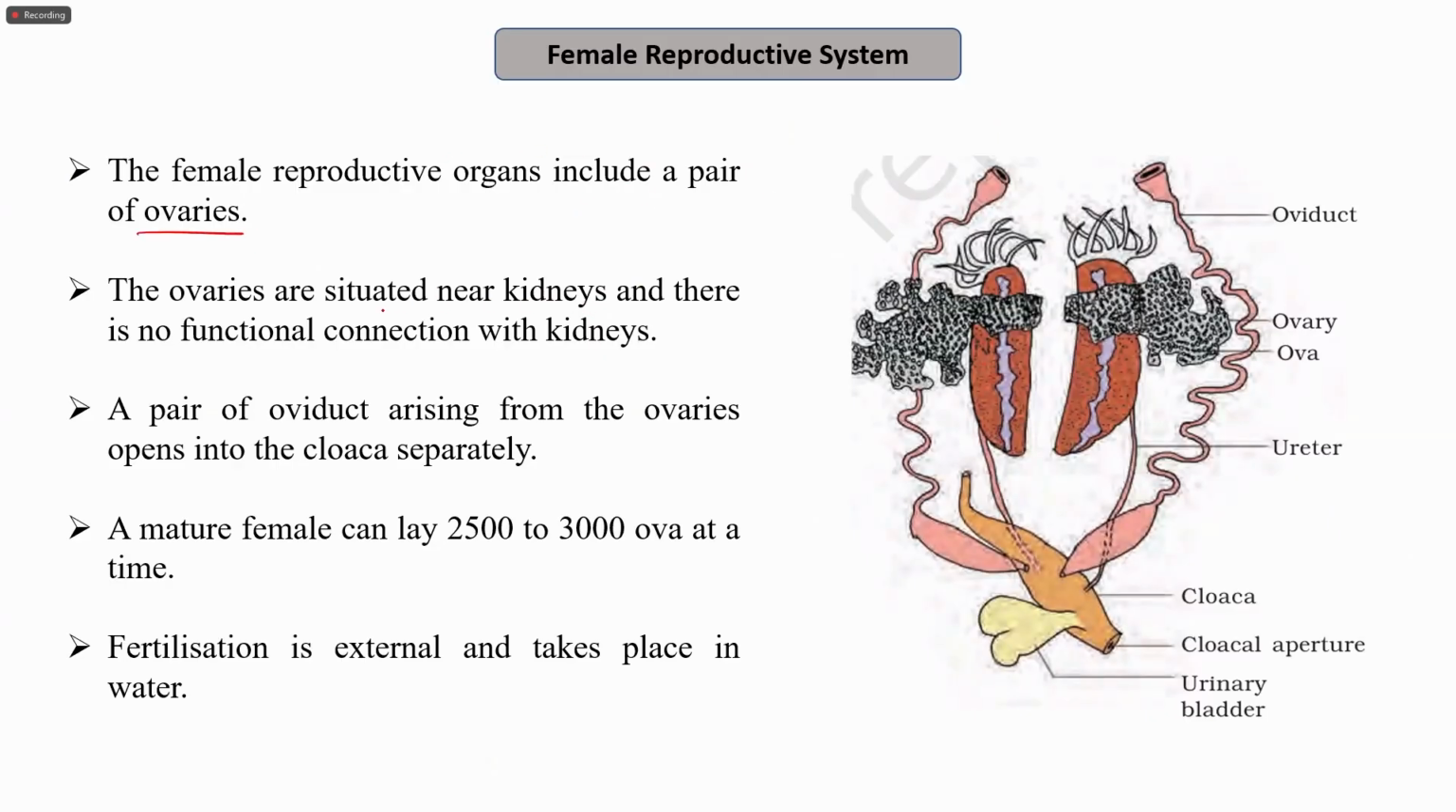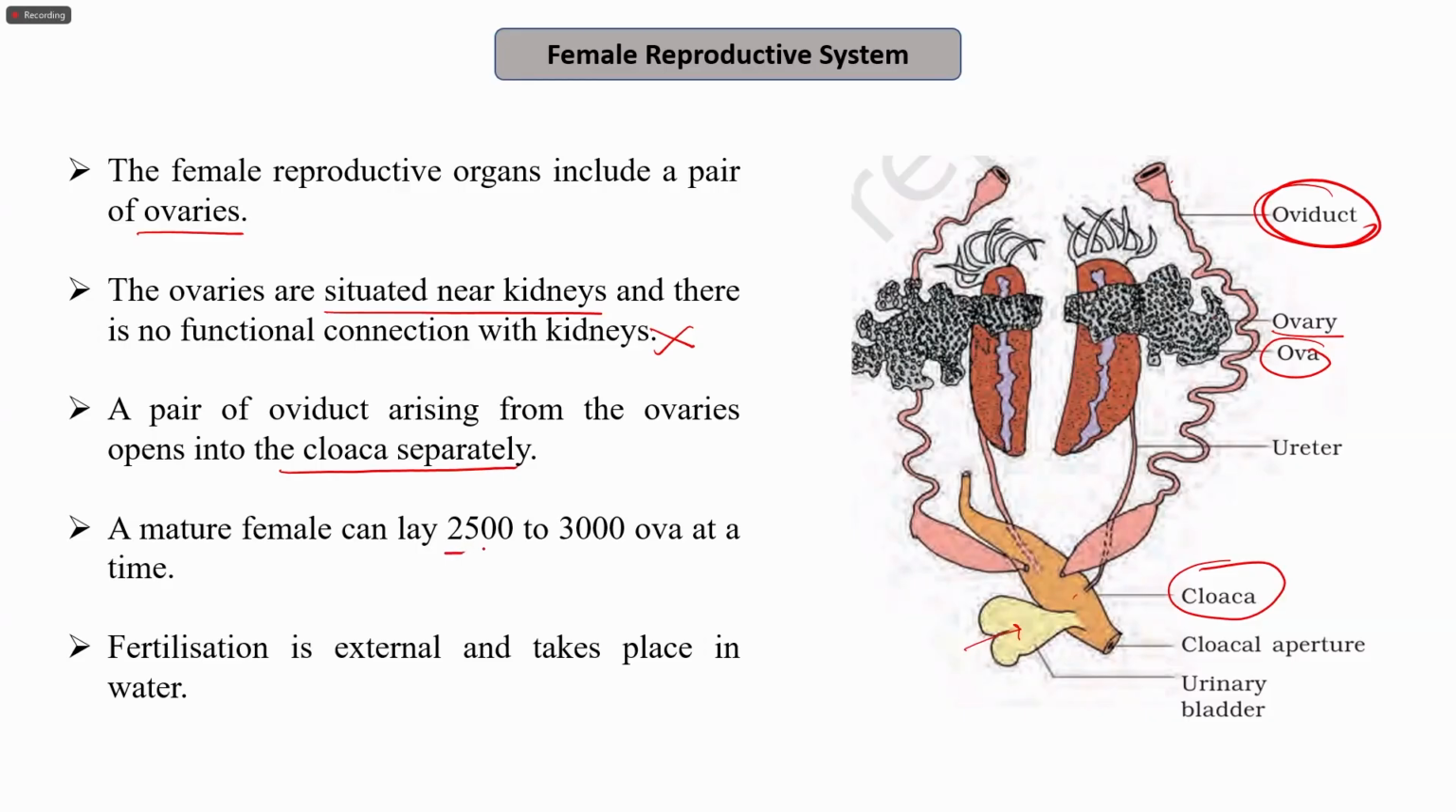The female reproductive system consists of a pair of ovaries. The ovaries are situated near the kidneys, and there is no functional connection with the kidneys. You can see here the ovaries do not have any functional connection with the kidneys. They consist of several ova. A pair of oviducts arising from the ovaries open into the cloaca separately. So it is not through the urinary bladder, but a pair of oviducts is opening separately.